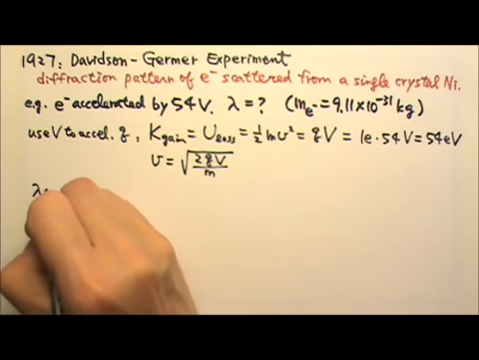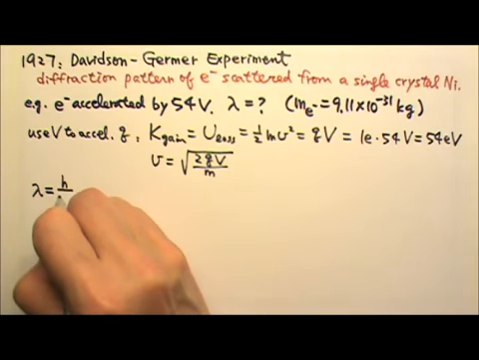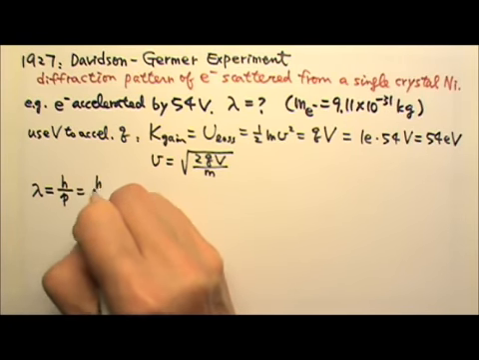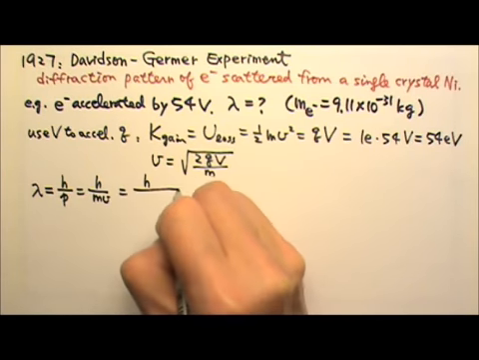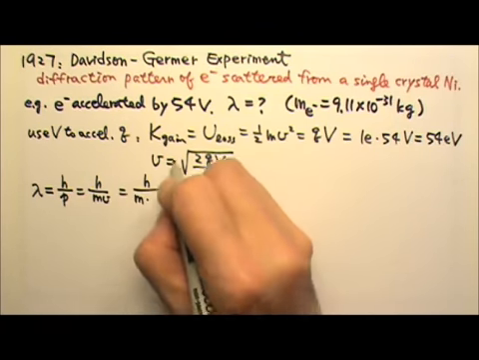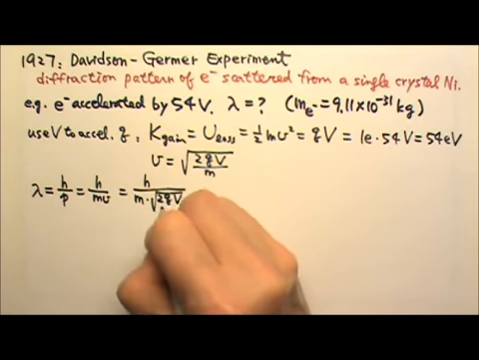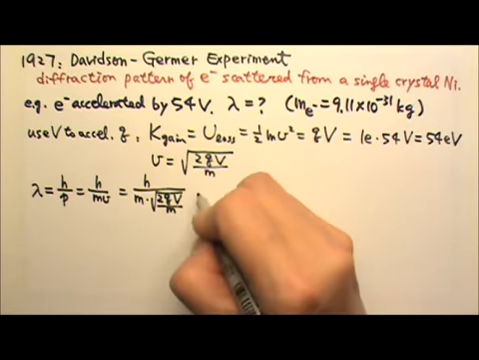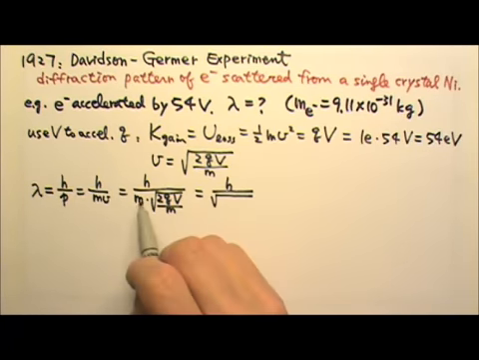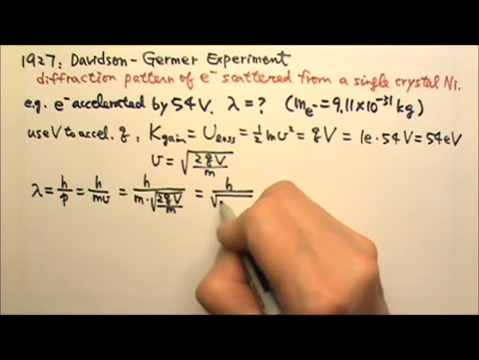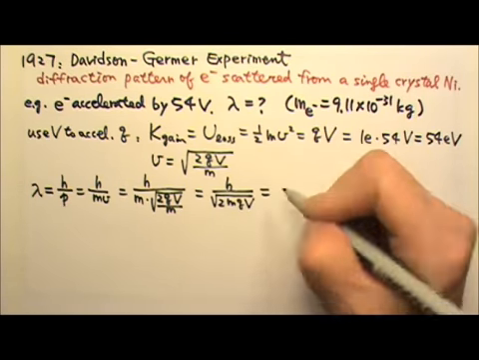So the wavelength of this electron would be h over momentum, which is h over mv, and this will be h divided by m times this thing here, the square root of 2qV over m. So this will be h divided by the square root. If I can simplify this part, I get 2mqV. Now I can plug in the numbers.